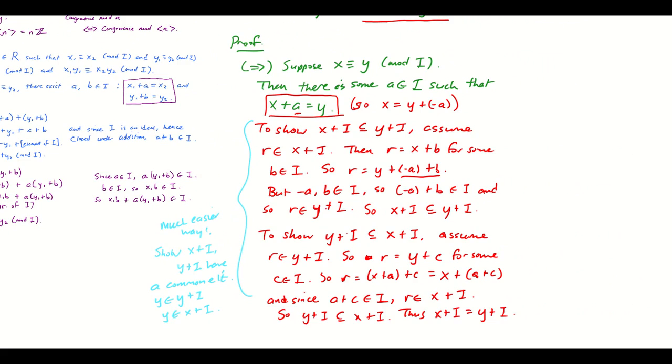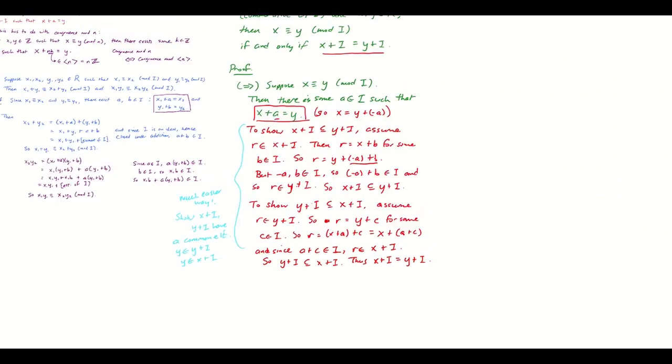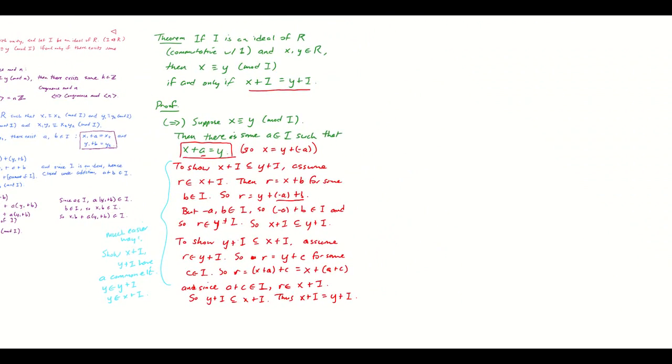Okay, let's remind ourselves what we were proving here. x is congruent to y if and only if x plus I equals y plus I. I think the other half is going to be a little bit more accommodating for us. Okay, so let's assume x plus I equals y plus I. Then that means they're exactly the same set.